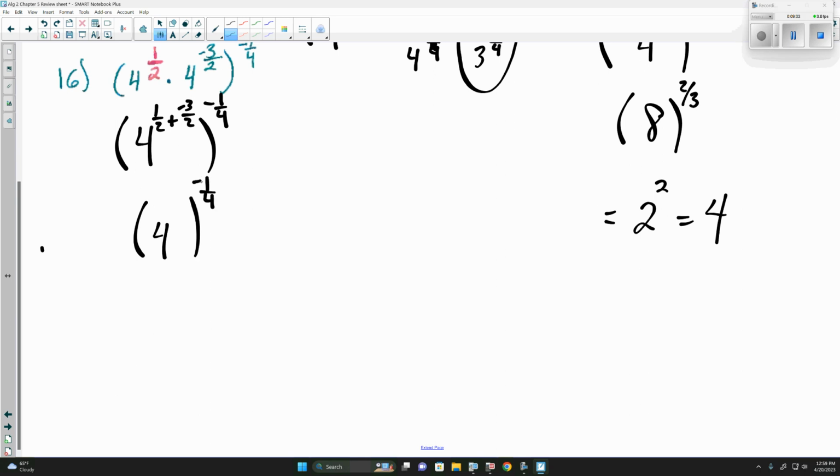So we need to add 1/2 and negative 3/2, which is indeed negative 1. We could have done that in the calculator, let it do it for us, and it would tell us it's negative 1. Now, as we said already, powers of powers multiply. So negative 1 times negative 1/4 is 1/4.